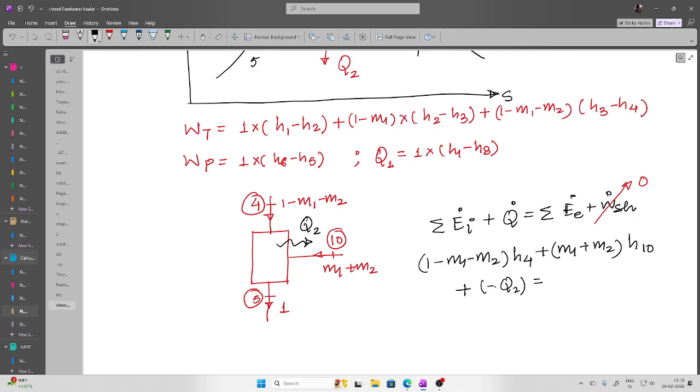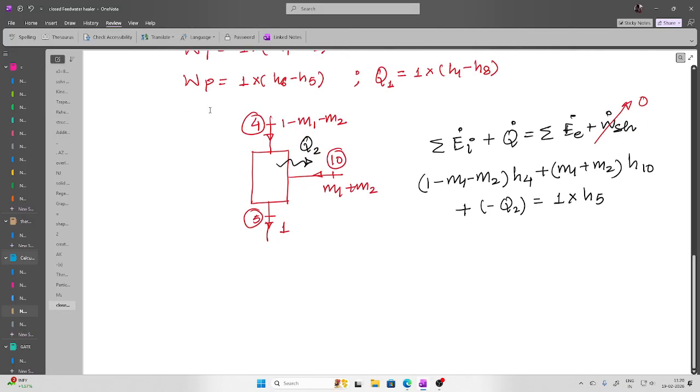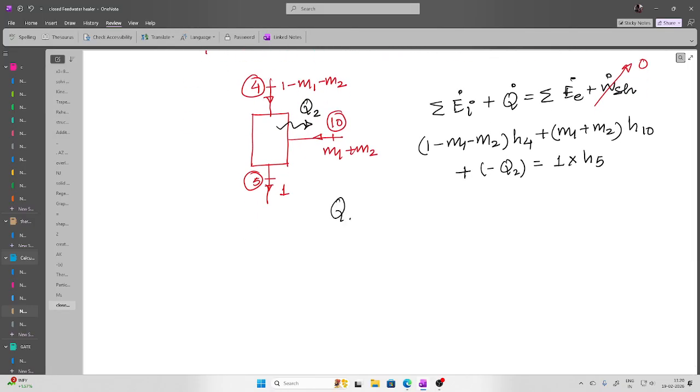The sign is telling you that the heat has been lost from the condenser, and then the exit is at point number 5, sorry, with 1 kg. So if you want to find out Q2, it will be (1 minus M1 minus M2) H4 plus (M1 plus M2) H10 minus H5. This is the heat loss.